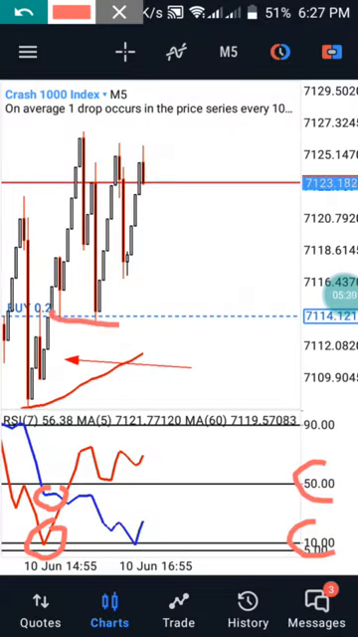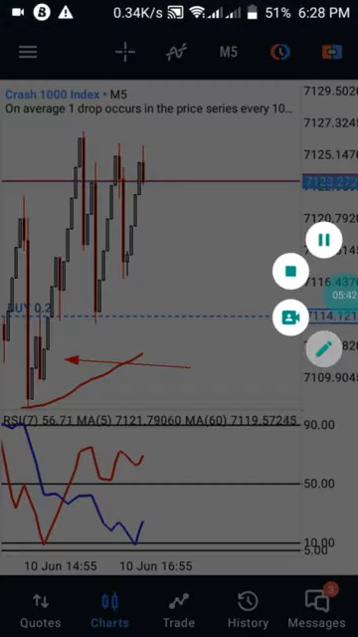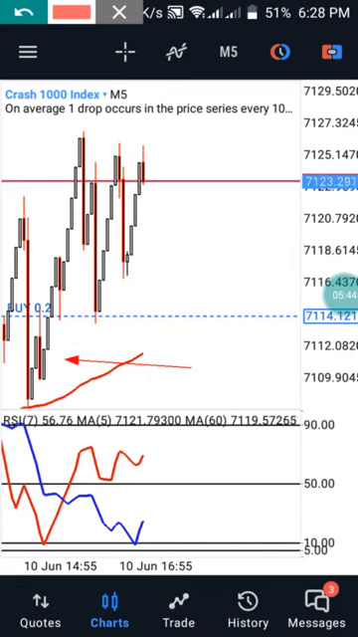You see that it gave me a suitable time to enter this particular trade. I should have entered this trade at this level, this second candle. I should have entered this second candle, but I just waited a little bit so that I can get the full confirmation of everything that happened here, and I entered at this second candle.